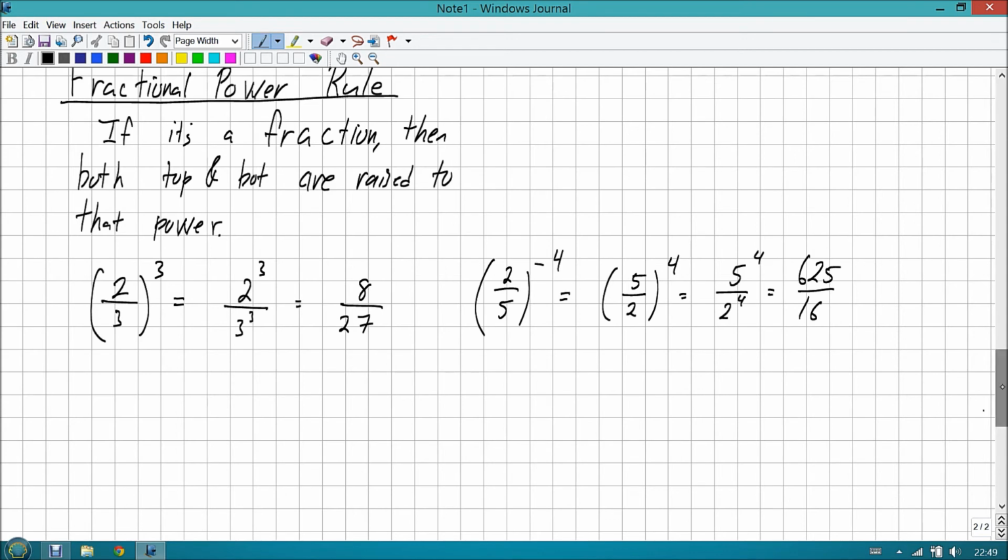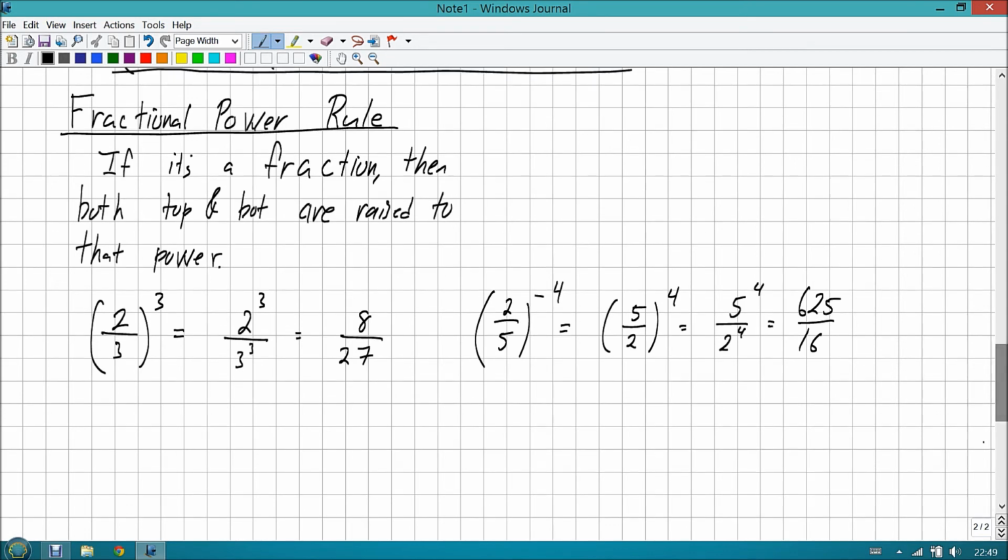So our fractional power rule says that if it's a fraction, both the top and the bottom are raised to that power. This is only when it's inside of parentheses. If it's not inside the parentheses, for example, if I see 2 to the third over 16, I don't actually raise the 16 to the third power. I only raise the 2 to the third power. So this would become 2 to the third power, which is 8 over 16, which is 1/2. Which is not the same as 2 over 16 raised to the third power, which would be 8 over an ungodly large number that I'm not going to try calculating right now.